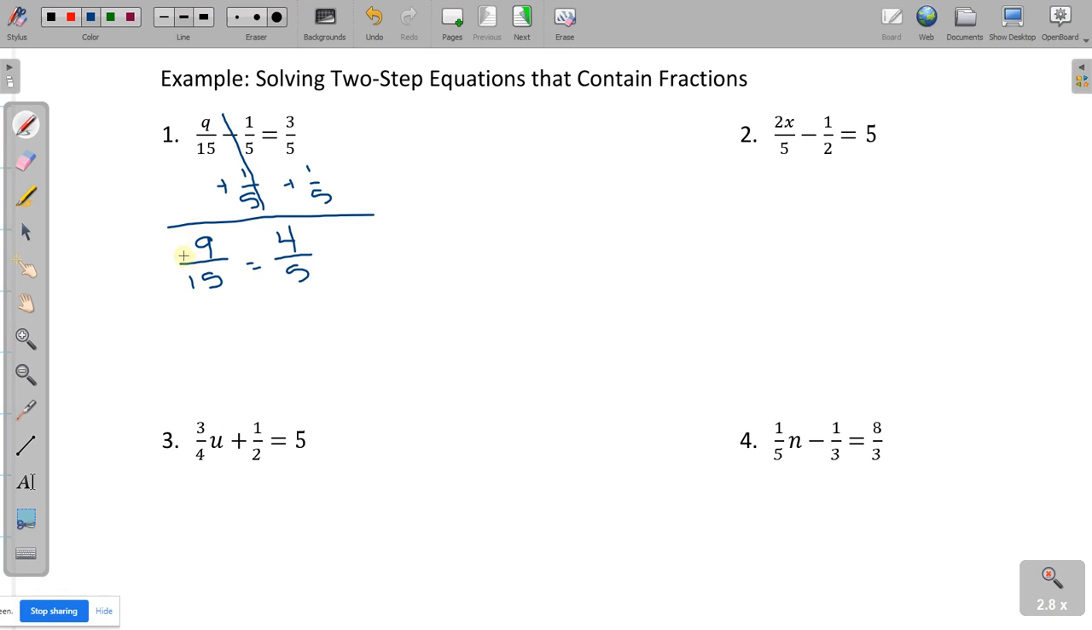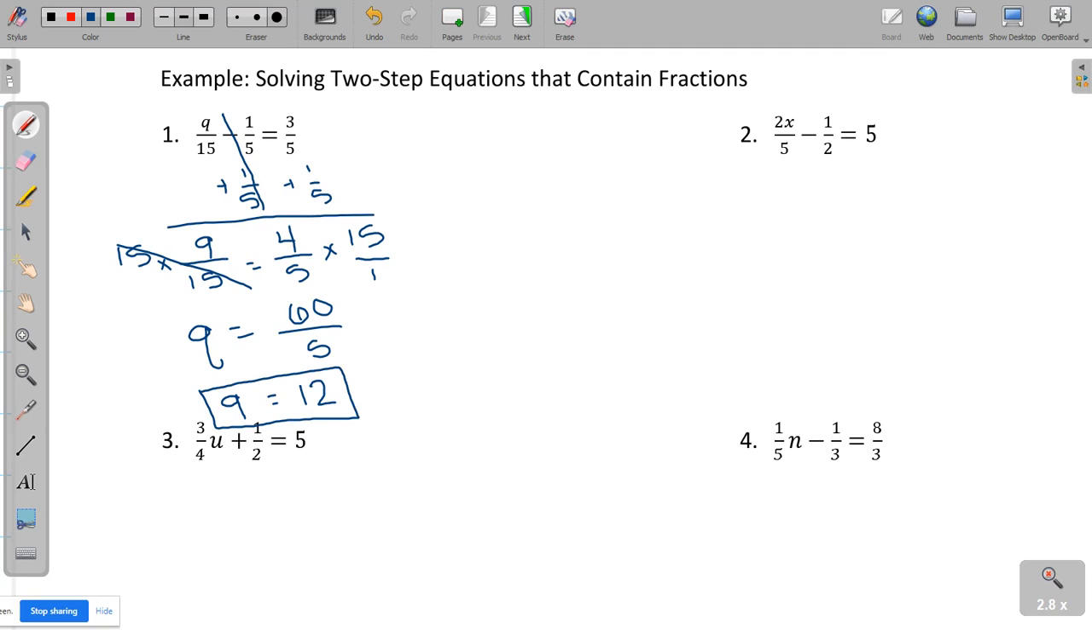Now we're going to get rid of this divide 15. So we're going to multiply both sides by 15. It cancels out. Leaves us q to equal 4/5 times 15. You can use your calculator, or we can do this by hand. So if we change 15 and put it over 1, we multiply straight across. 4 times 15 gives us 60, and 5 times 1 is 5. Now 5 goes into 60 12 times. So q equals 12.